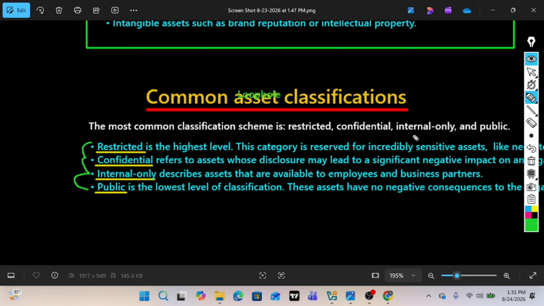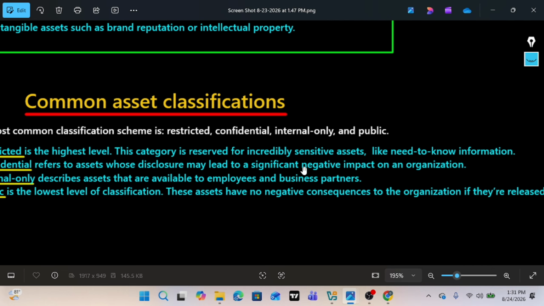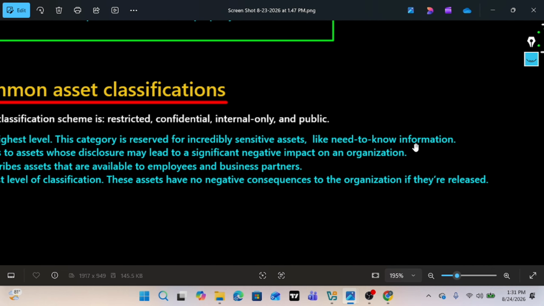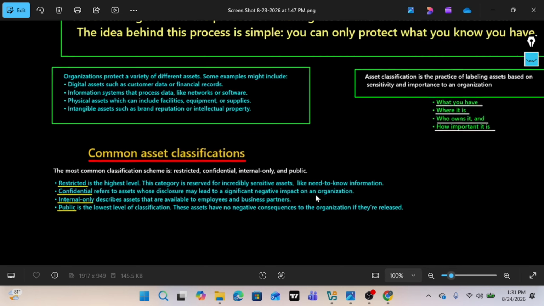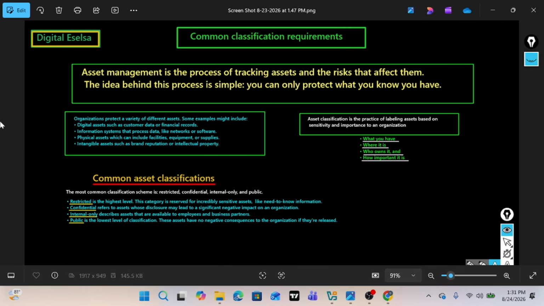This category is reserved for incredibly sensitive assets that are very, very sensitive. They belong to this need to know information classification. They need to know, right? You release them on a need to know basis, right? And that is it about that. So let me quickly go over to the next slide.